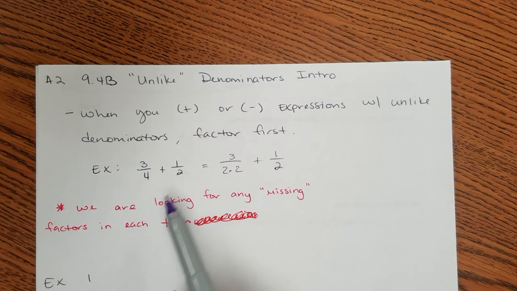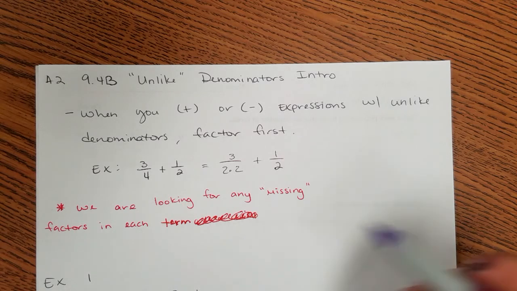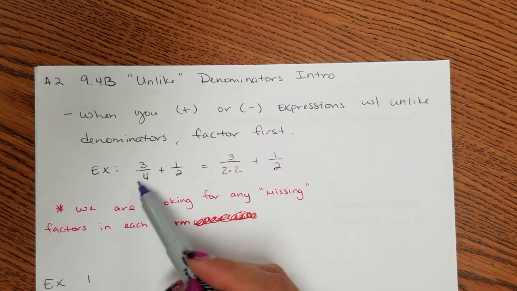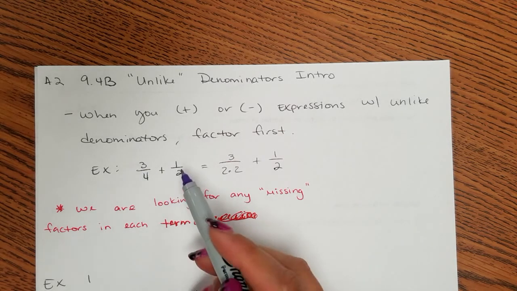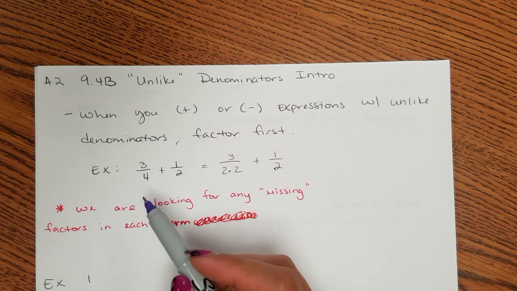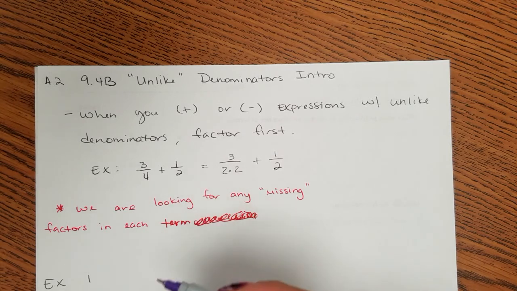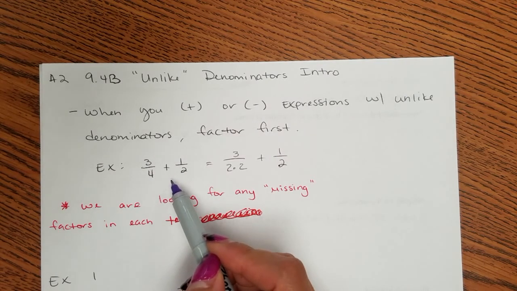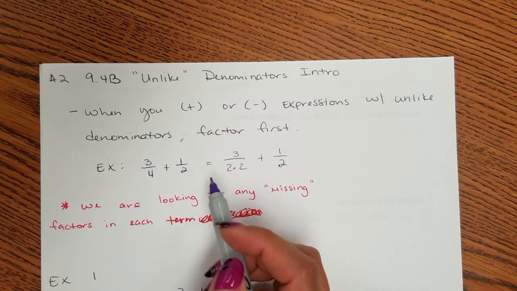One thing I want to go over is when you add and subtract fractions. Remember, all rational expressions are just a fraction of some sort. If you are adding 3 over 4 plus 1 over 2, you cannot combine these two fractions. Remember that when you add and subtract fractions, you're only combining the numerator, so the top numbers. The ones on the bottom, your denominator, have to be exactly the same in order for you to combine them.